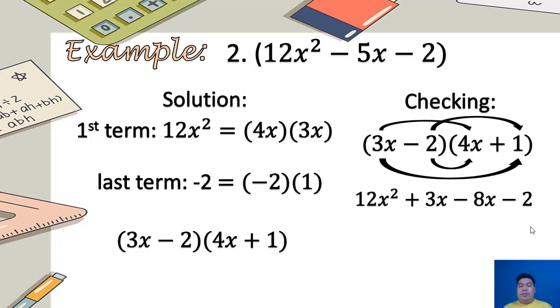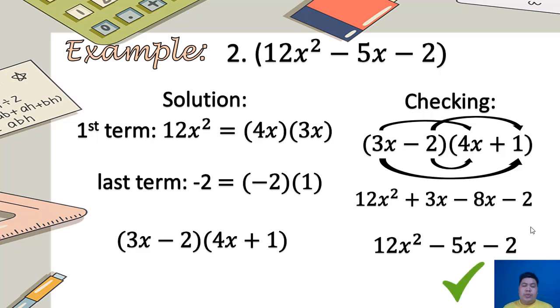Now we have 12x squared plus 3x minus 8x minus 2. Remember, just combine like terms, which is positive 3x minus 8x. So we will have 12x squared minus 5x minus 2. So the factor of 12x squared minus 5x minus 2 is 3x minus 2 and 4x plus 1.